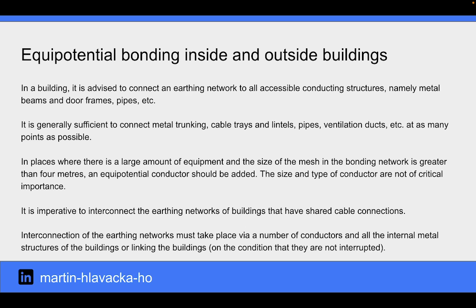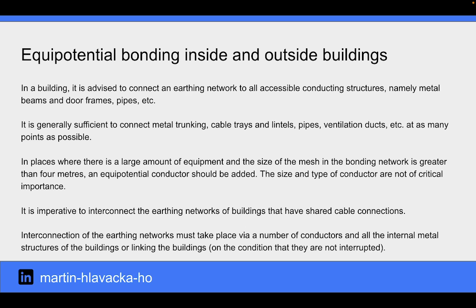In a building, it is advised to connect an earthing network to all accessible conducting structures, namely metal beams and door frames, pipes, etc. It is generally sufficient to connect metal trunking, cable trays, lintels, pipes, ventilation ducts, etc. at as many points as possible. In many places where there is a large amount of equipment and the size of the mesh in the bonding network is greater than 4 meters, an equipotential conductor should be added. The size and type of conductor are not of critical importance.